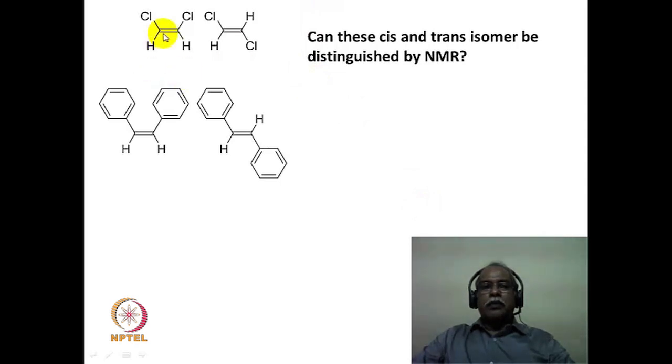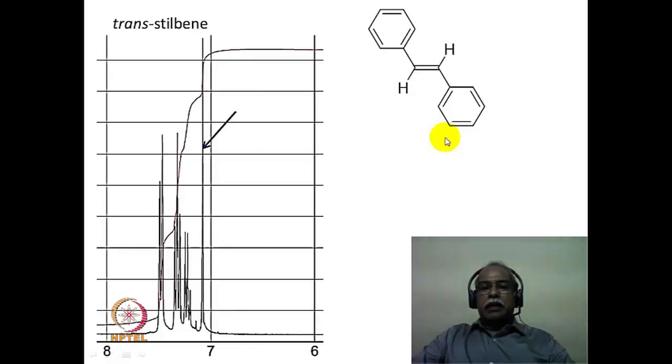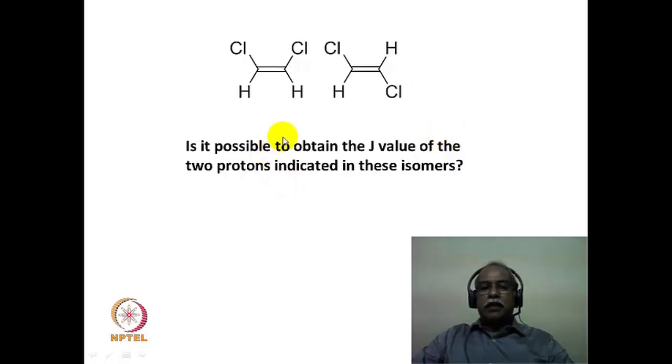Now, what about this cis dichloro derivative and trans dichloro derivative? At least in the case of phenyl derivatives, we talked about anisotropic effect and ring current effect and the de-shielding effect and so on. And such a facility does not exist in the case of trans dichloro derivative. Can one get the J value between these two hydrogens which are apparently not coupled to each other? Is it possible to obtain the J value of the two protons indicated in these isomers?